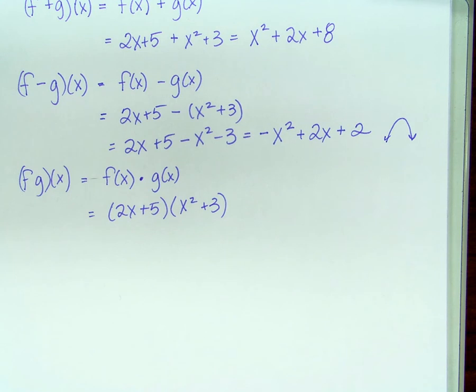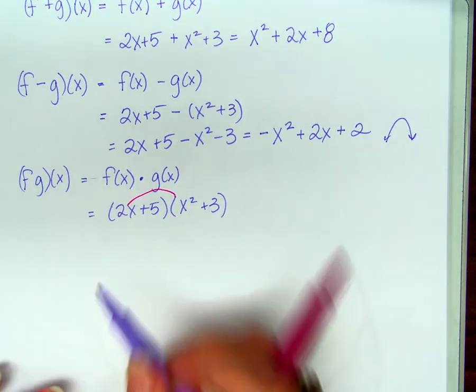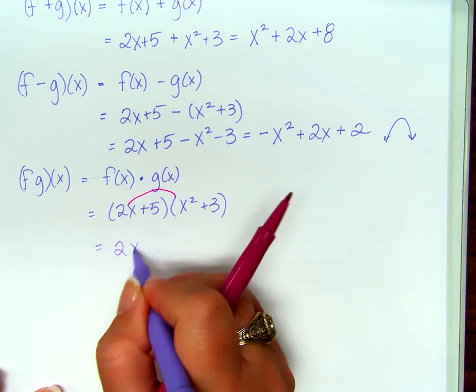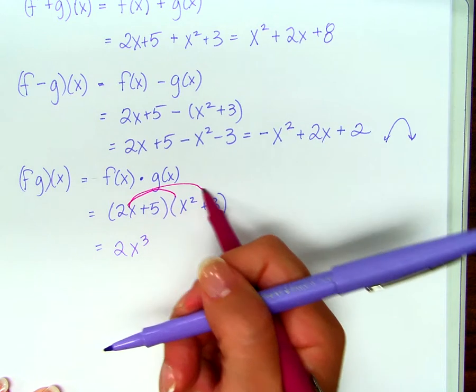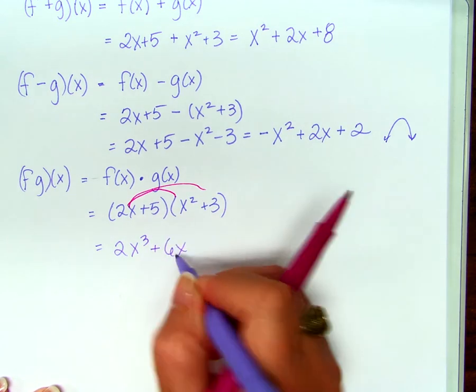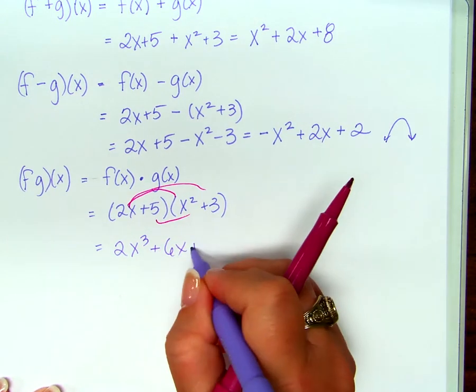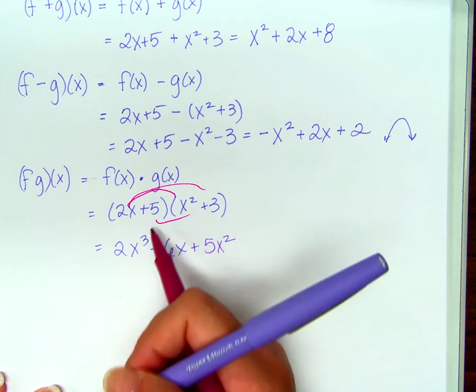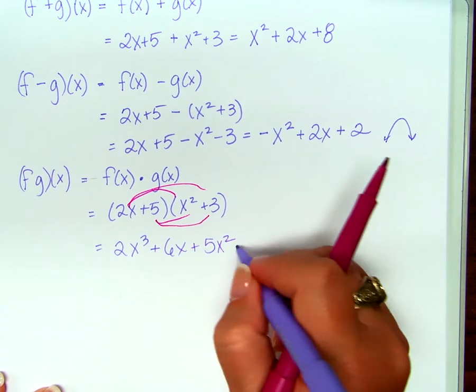You know how I feel about that, right? FOIL is what we do when we're little babies. And it's fine to learn, but when you get to Algebra 2 and higher, you don't always just have two binomials. So I'd rather you know the correct vocabulary. Distribute. 2x to the third. Distribute. Plus 6x. Distribute. Plus 5x squared. Distribute. Plus 15.